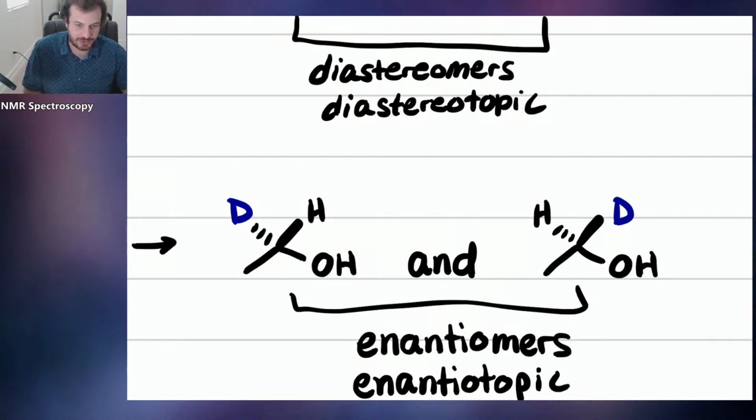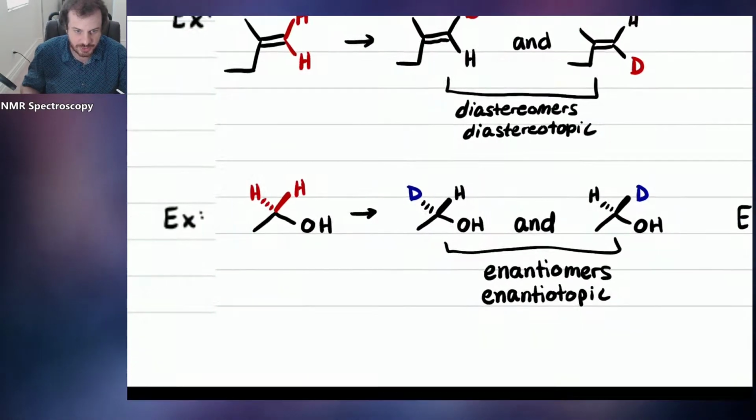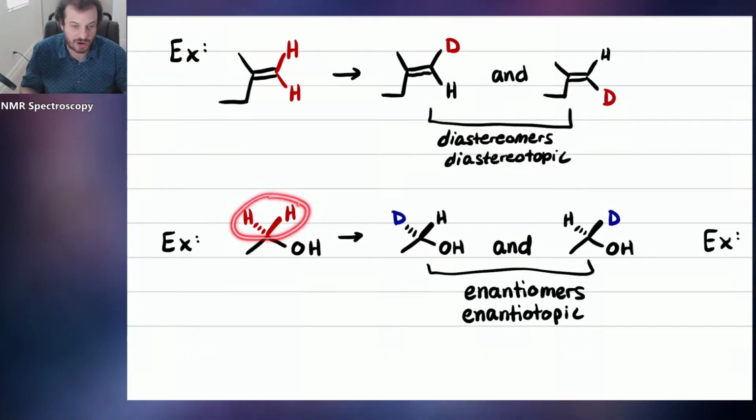What's the relationship between these two compounds? These are enantiomers, okay, because we do have a stereocenter now. Because we have 4 unique attachments, we have one stereocenter, and the one stereocenter is switching. The wedges and the dashes flip. So these are enantiomers. So these two hydrogens in ethanol are enantiotopic.